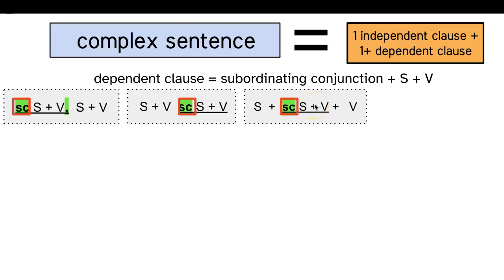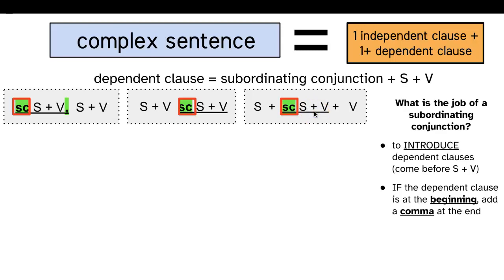So these are kind of tricky, and this is where you really have to think about the meanings of how phrases and clauses go together to build meaning. When we think of the job of a subordinating conjunction, it has two things that we could say that it does. It is used to introduce a dependent clause, which means it comes before subjects and verbs. And we know that if the dependent clause is at the beginning, then we have to add a comma at the end of that clause. We have to figure out where the clause ends and add a comma there.